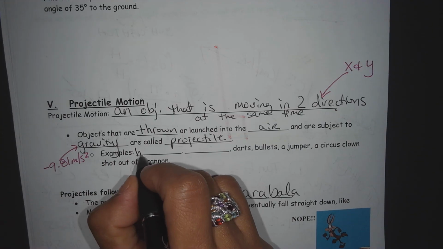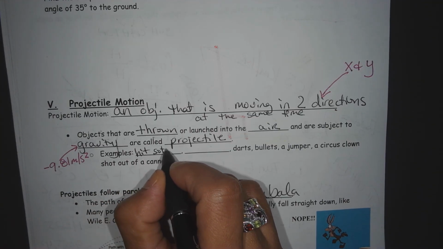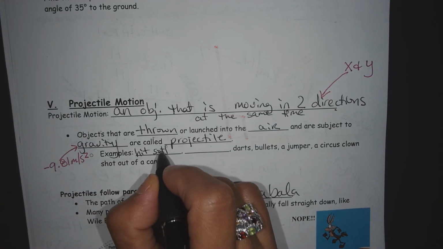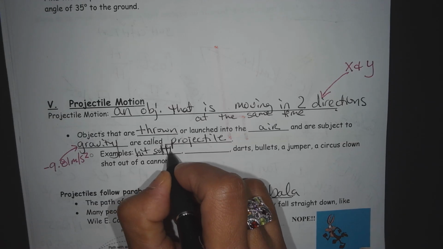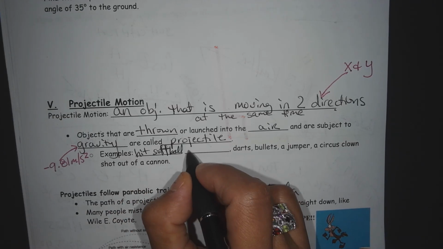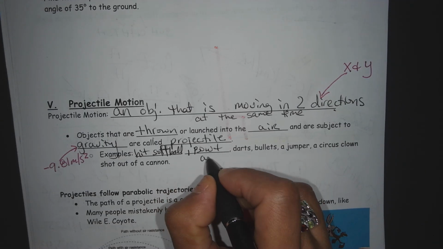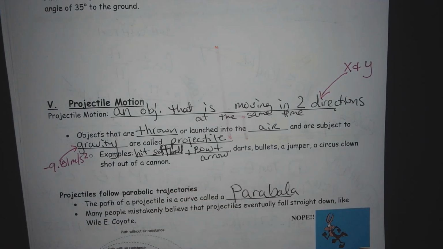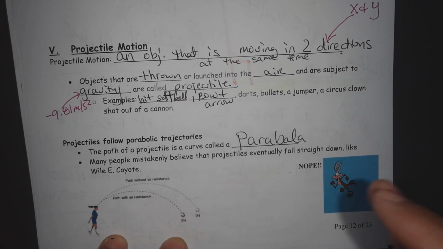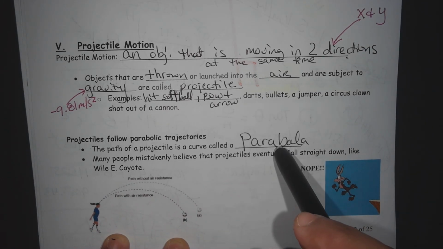For an example, let's just say you hit a softball. Let's say you release an arrow from a bow and arrow. You throw a dart. You shoot a gun and a bullet comes out. You jump or throw something off of a cliff or off of a building. A clown was launched from a circus cannon. All of those are examples of parabolas in motion.